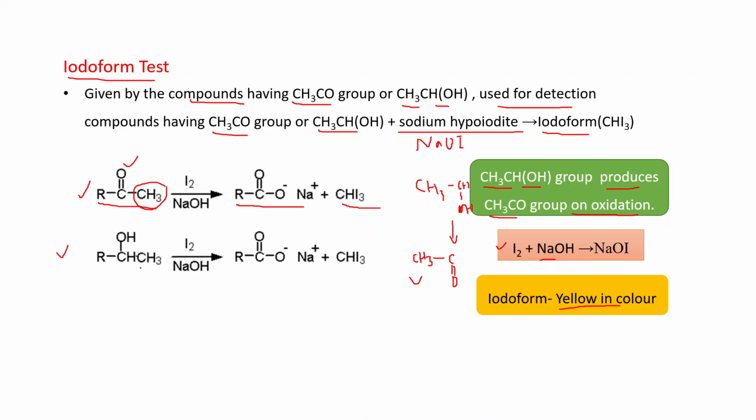Now this is CH3CHOH. Again, in this case, when this is treated with I2 and NaOH, this part will convert into iodoform, CHI3, and this remaining part will convert into the sodium salt of carboxylic acid. This is the iodoform test.